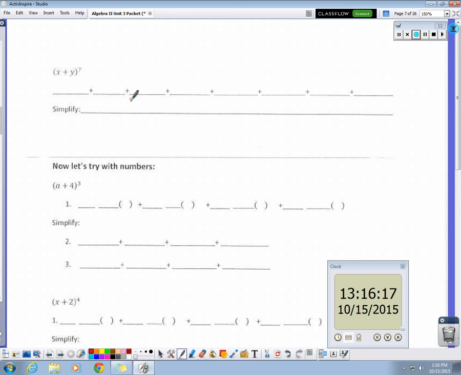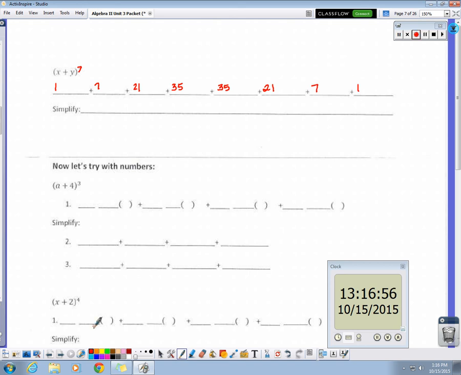Alright, the first thing that you have to pay attention to when doing binomial expansion is what? What's the first thing you have to look at? The exponent. This one has an exponent of 7. So we go to Pascal's triangle. And what are the coefficients of this binomial expansion going to be? Very good. Okay, does everybody know how to go to Pascal's triangle and figure out what the coefficients are going to be?